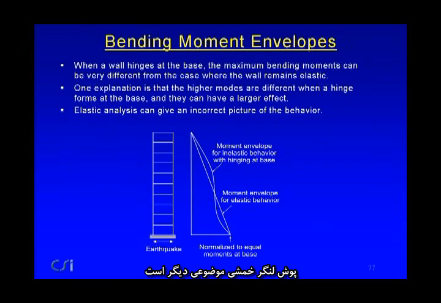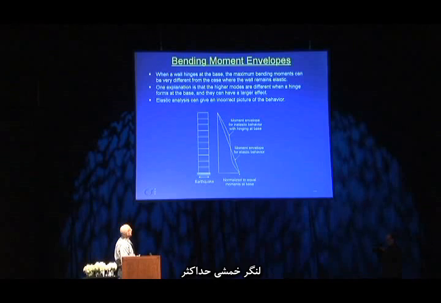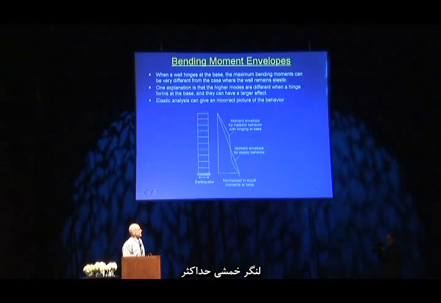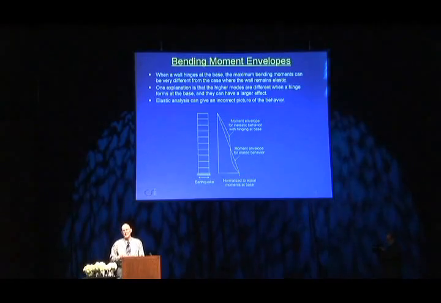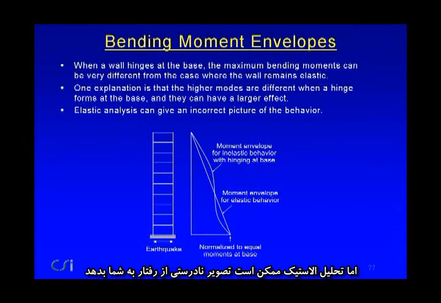Bending moment envelopes is another issue. I'm going to show an example of this in just a moment, but when a wall hinges at the base, the maximum bending moments, the moment envelopes that you get, can be quite different from the case where the wall remains elastic. It has to do, I think, with the higher mode effects and the fact that when a hinge forms at the base, the higher modes kind of change shape. I'm not sure exactly what's happening. But an elastic analysis can give you an incorrect picture of the behavior. And this sort of illustrates this.